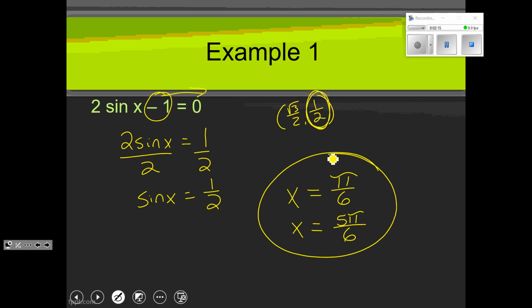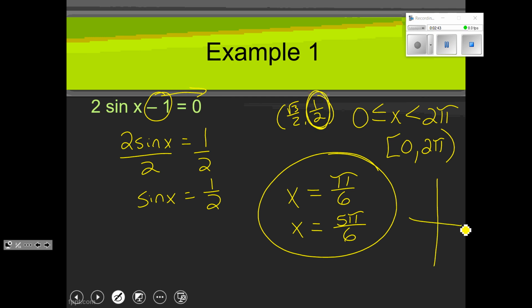I do want you to know that on your worksheets and your practice, you'll either see that you're looking for x from 0 to 2 pi, written two different ways. It's just that one is written in interval notation and one is written in set notation. Basically what this means is we're going to look at our unit circle and go all the way around one full rotation.